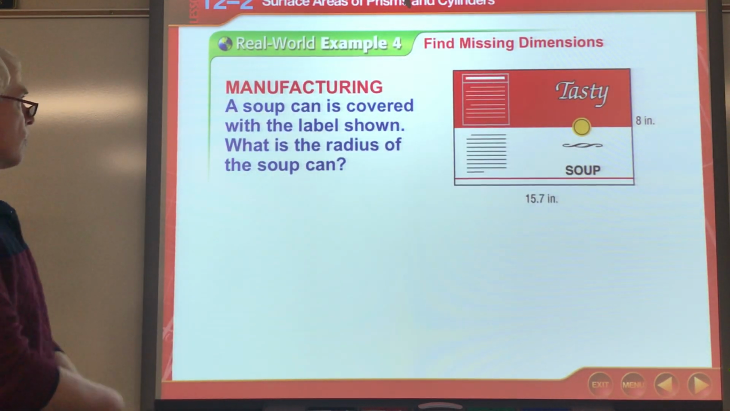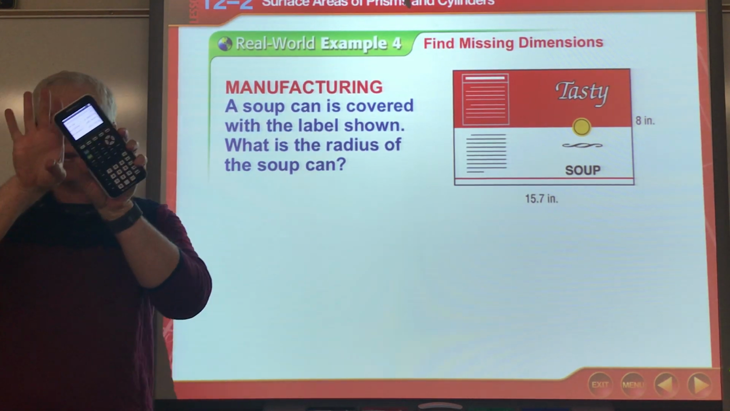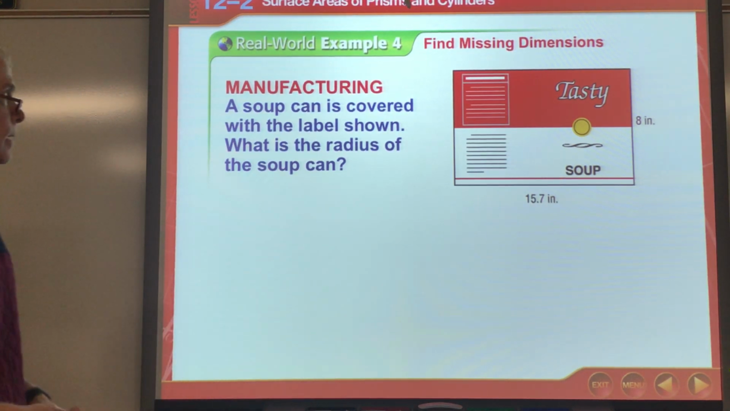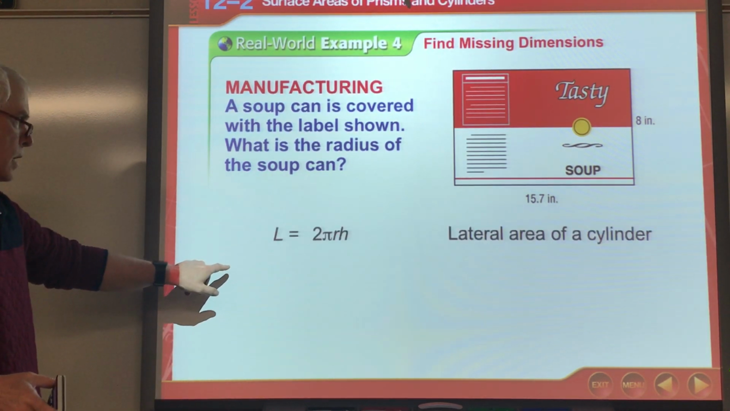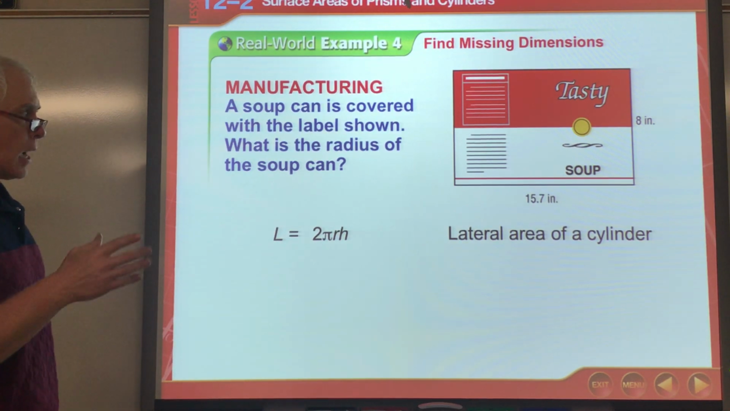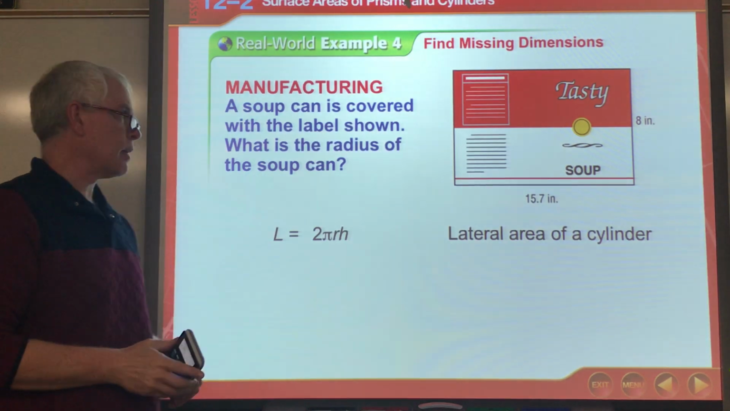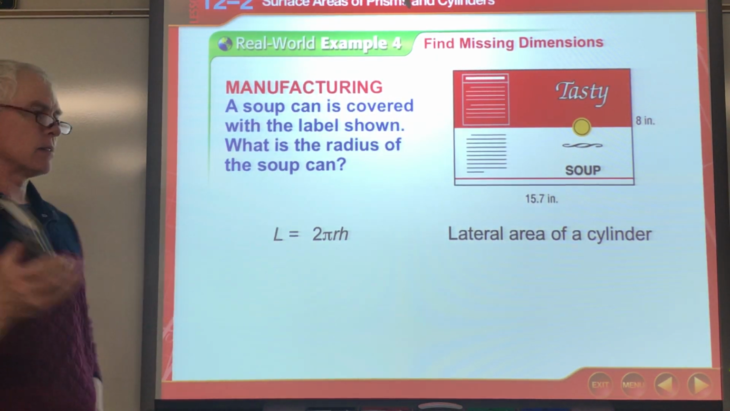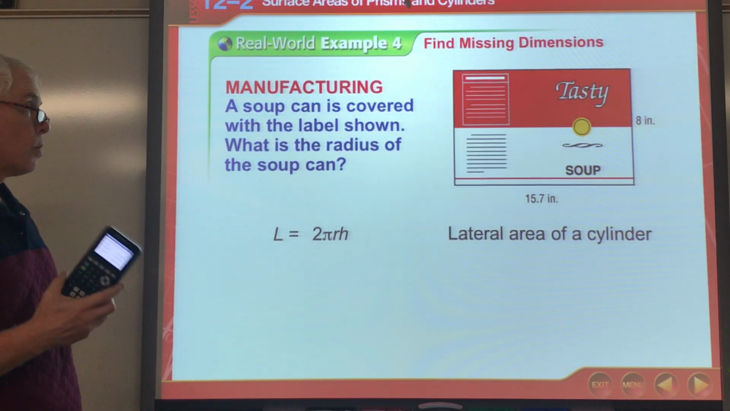All right, a soup can is covered with a label shown. What is the radius of the soup can? Okay, so if you think about that label, you're going to wrap that label around the soup can. It's going to be your lateral area, okay? So lateral area is 2 pi r h. And I know the height is going to be this 8. So when I wrap it around, it's still going to be 8 inches, but I really don't know what the radius of that soup can is. That 15.7 is like the circumference there. That doesn't help me out a ton, but I do know the height.